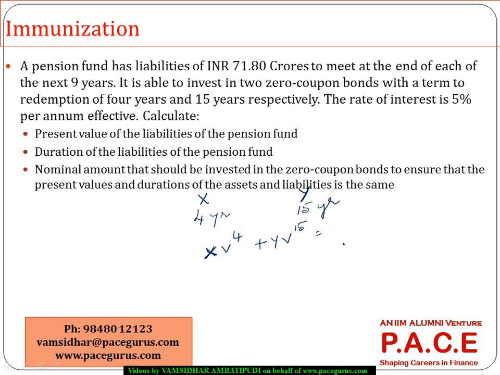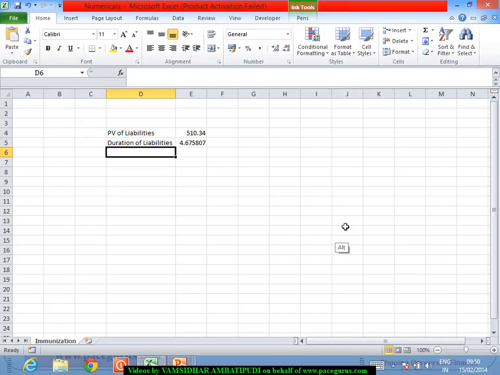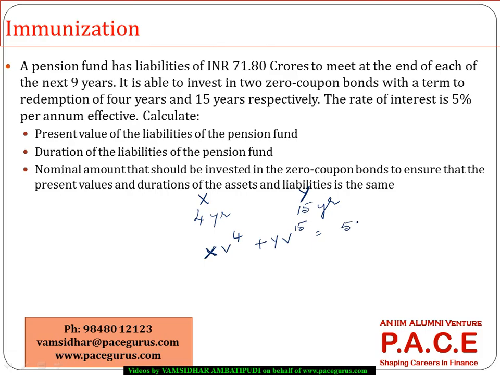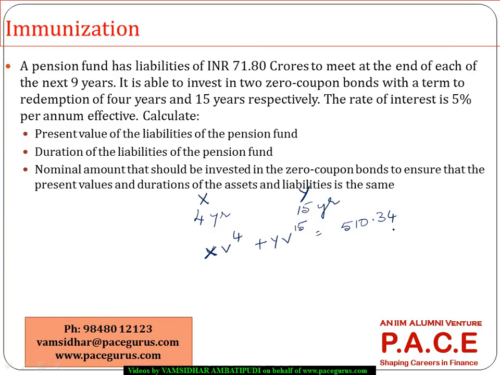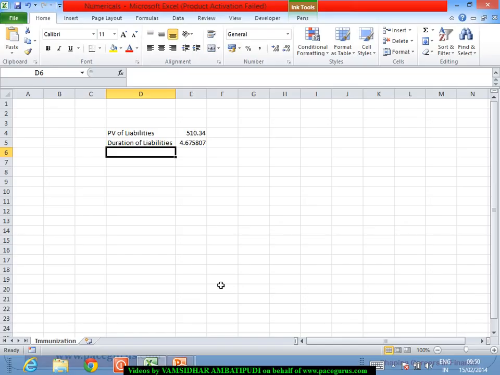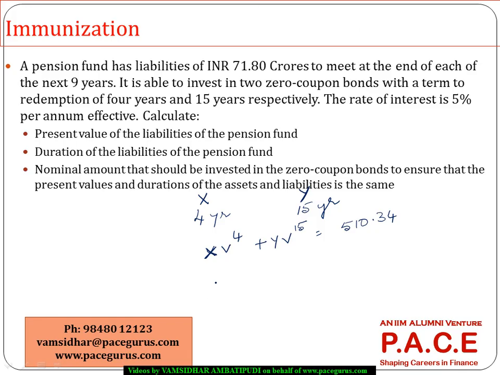Now as per the immunization rule, the present value of the assets should be equal to the present value of the liabilities, which is 510.34. So this is the first condition that needs to be met. Then the second condition that we are talking about is that the duration of the assets should be the same as the duration of the liabilities. So what is the duration of the assets here?